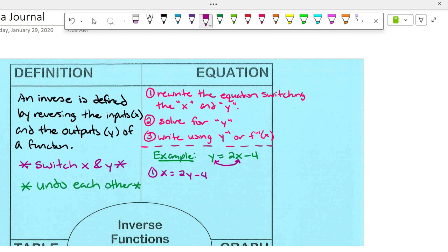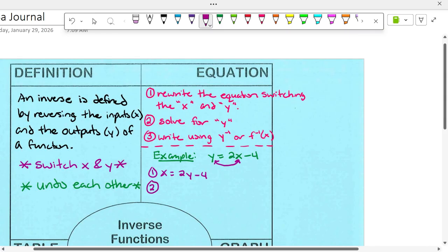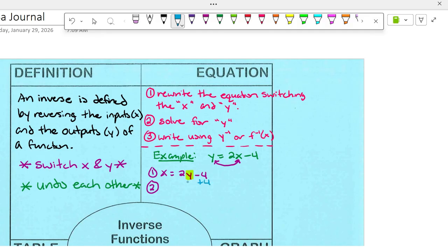Now, second step is we're going to solve for y. So we're going to pretend that y is our only variable. We're trying to get the y by itself. So treat this just like we're solving a two-step equation. Even though we have x on this side, that's okay. We're just trying to get y by itself. So almost pretend like x is like a number. So what would I do first to get the y by itself? You would add 4 first. Good. So first thing I would do, I would add 4 to both sides.